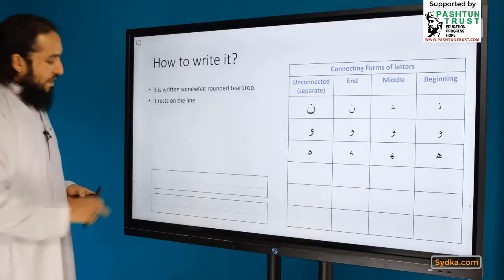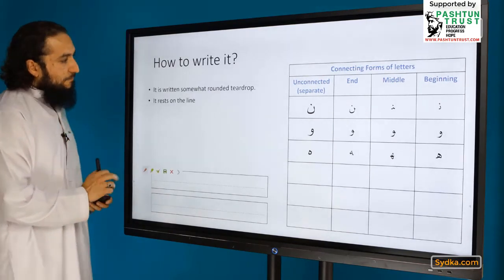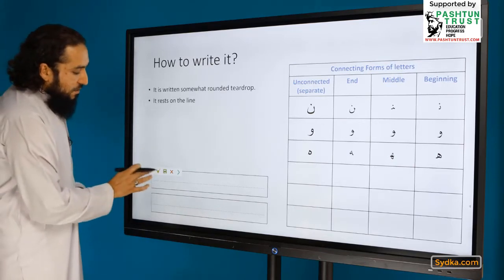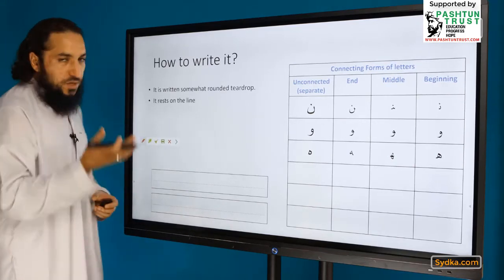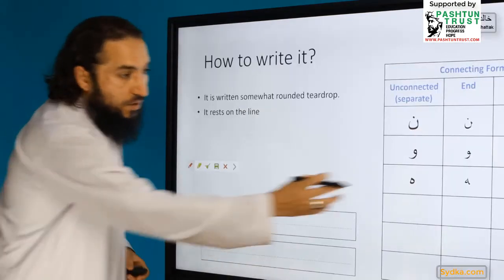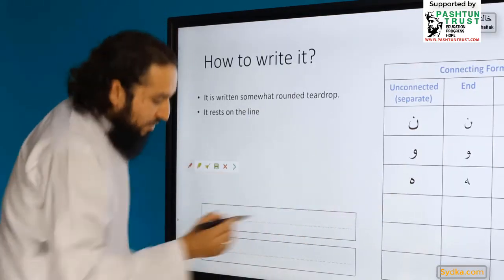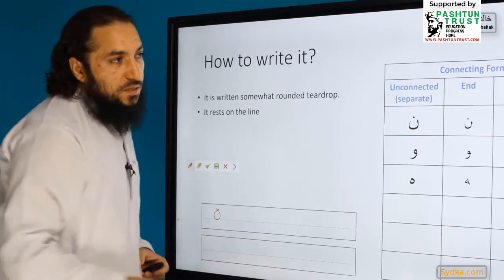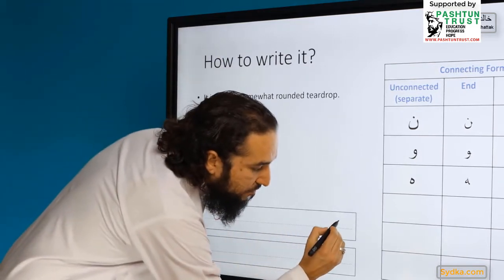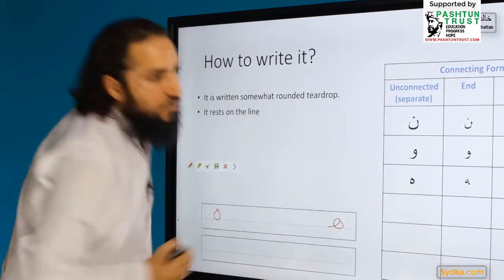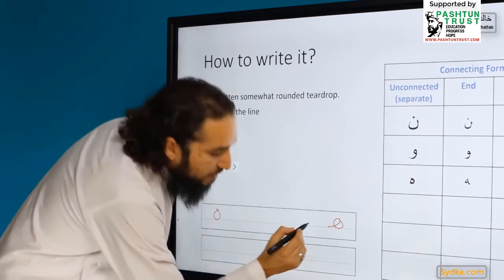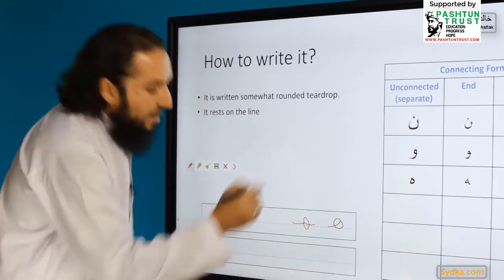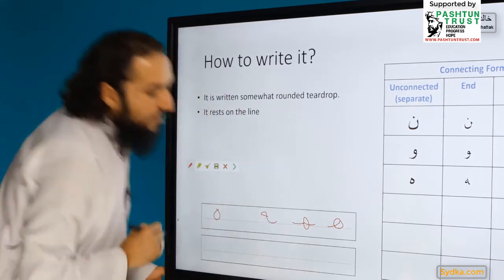Okay, how to write it? So it is written somewhat around a teardrop, okay, around a teardrop, and it rests on the line. Let me draw it. So if it is unconnected, separate form, it is written like this, okay? That's when it's separate. If it is in the beginning, it looks like this. You have to draw it like this. That's how you draw it in the beginning. And in the middle, it looks like this, okay, the middle, and at the end looks like this.